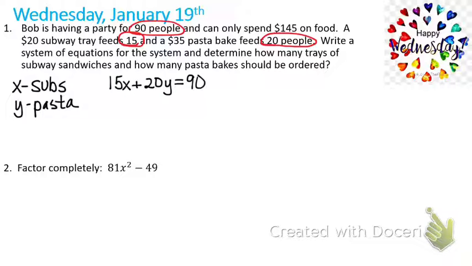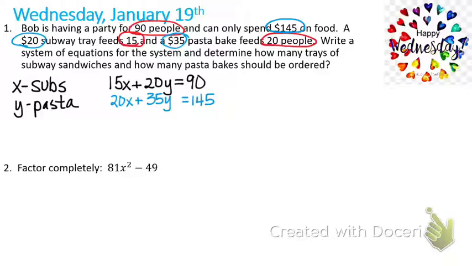Your second equation is with the money. So we got 145. So I already know this second equation is going to equal 145. So how much is a Subway tray? 20. So 20x. And then how much is a pasta tray? 35. So make sure you have good notes. So again, you can use your notes on the first quiz.